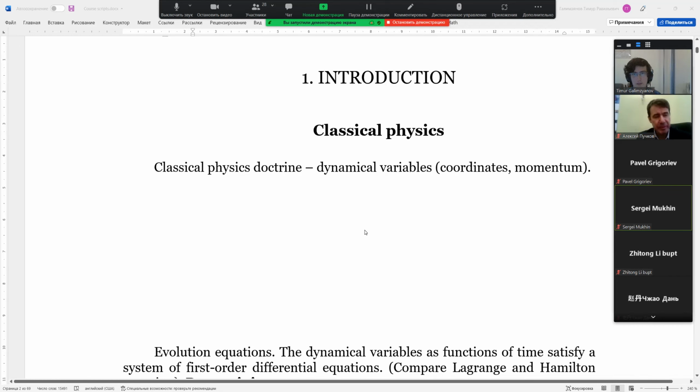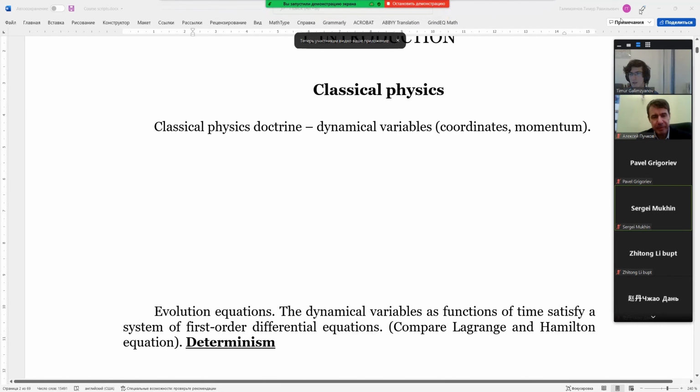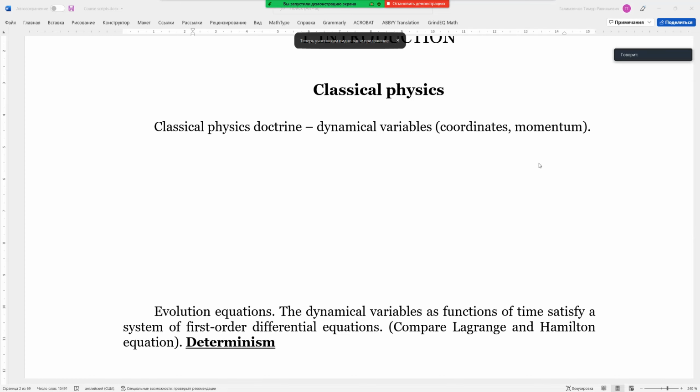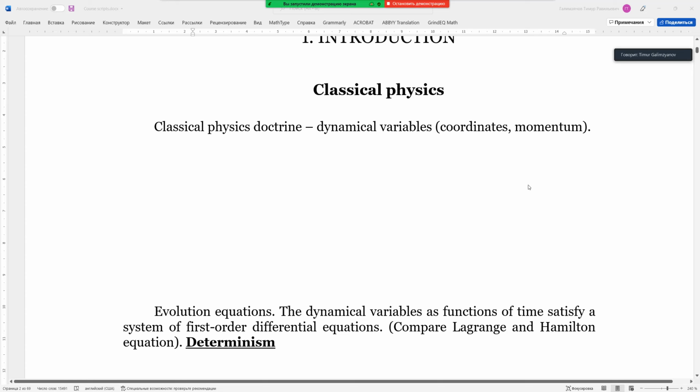My first lecture would be just an introduction to quantum mechanics and how and why it emerged. So I will begin from the very beginning, the classical physics. In classical physics, there is a couple of basic assumptions.